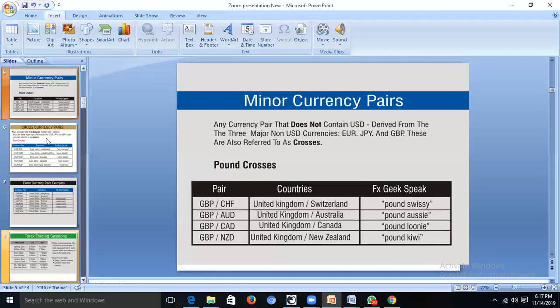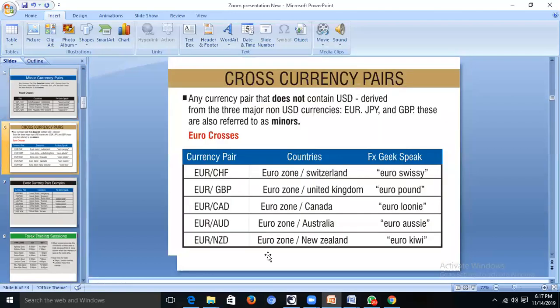Now we have another type of crosses that is also widely traded, and these are called euro crosses. The euro crosses are currency pairs that contain the eurozone currency. You can see them on the screen. They are there. Euro Canada, all these ones.